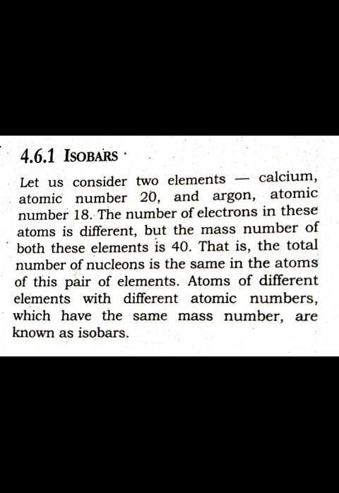So atoms of different elements with different atomic numbers with the same mass number are called isobars. Example, calcium and argon. Calcium atomic number 20, argon atomic number 18. But the mass number of both calcium and argon remains the same, that is 40.